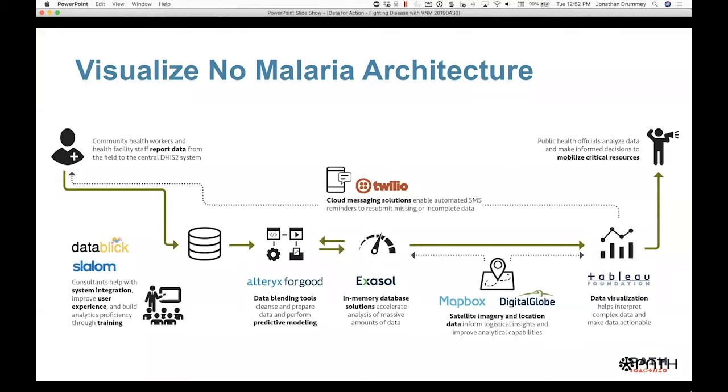And then out of Tableau, for doing feedback, we are sending messages through Twilio, SMS reminders. We're also doing email reminders and so on out of that. And then maps are a whole component of this, so we have Mapbox and Digital Globe in that as well. So that's the fundamental pieces of the architecture.